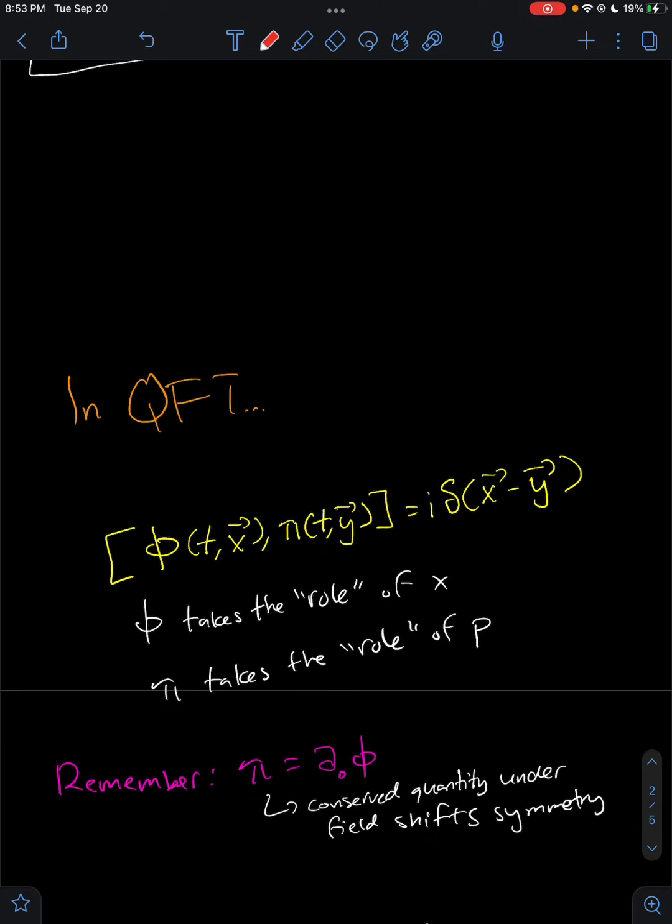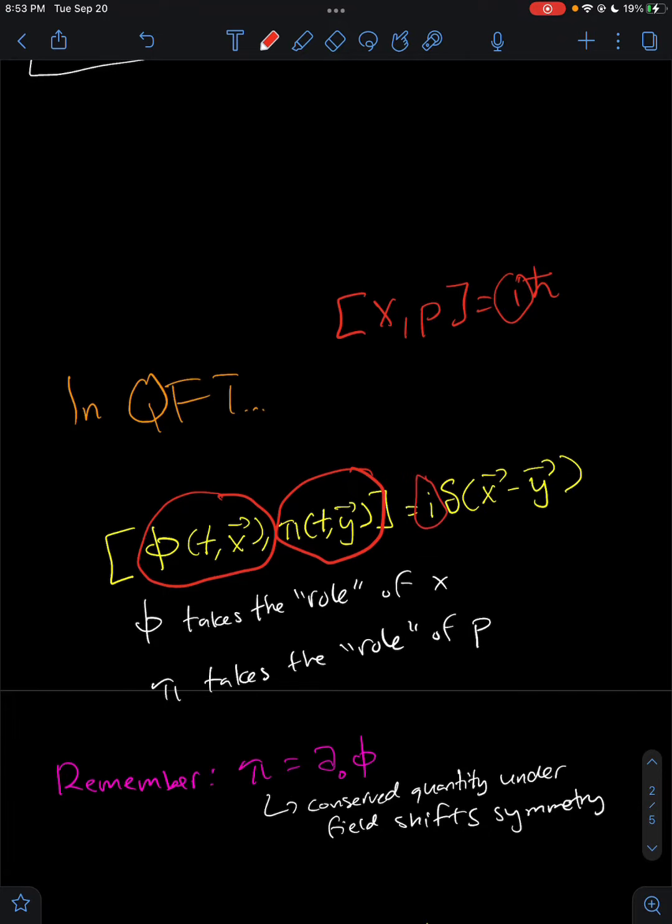We can try to do a similar thing to quantize our system. In quantum mechanics, our system consisted of particles, right? It's a particle theory. In quantum field theory, the main quantity of interest is our fields instead. So instead of setting the commutator of x and p to be i h bar, we would set the commutator of our field, phi, and our field conjugate, pi, to be i. You can see the connection here. And instead of an h bar, we're going to use a delta distribution.